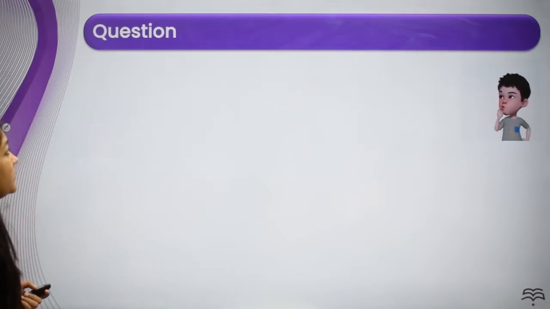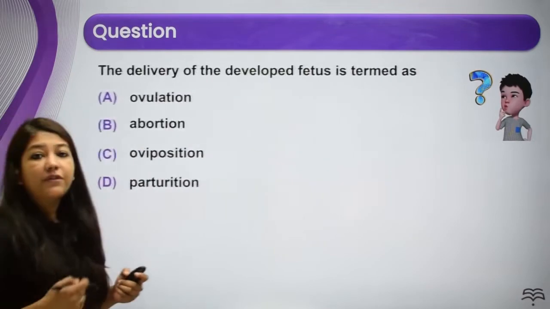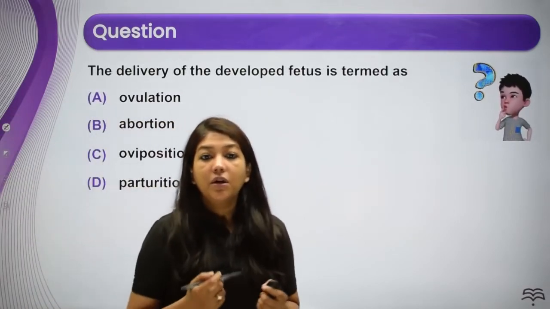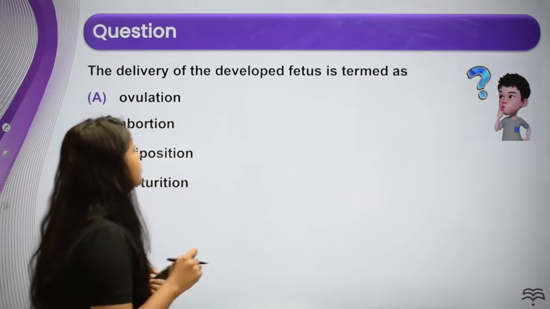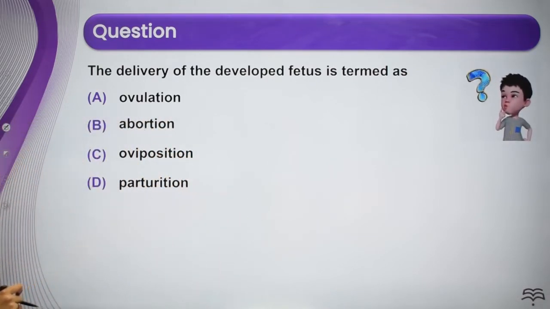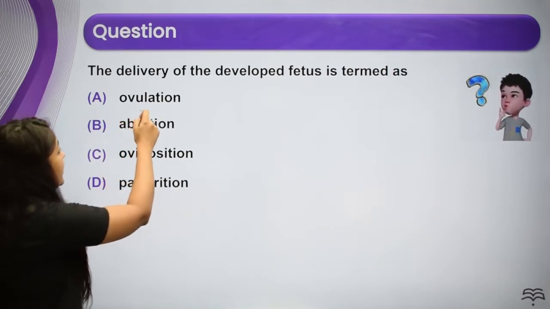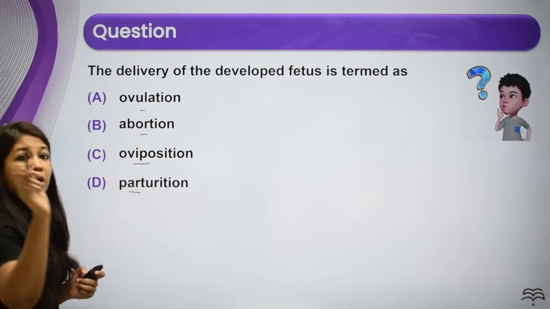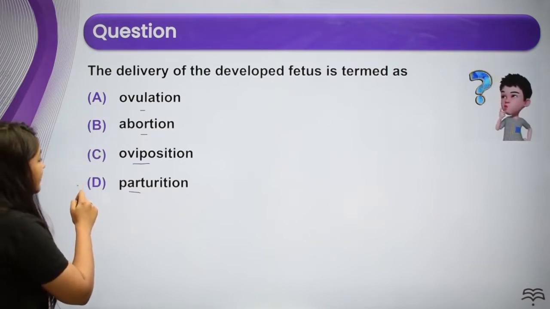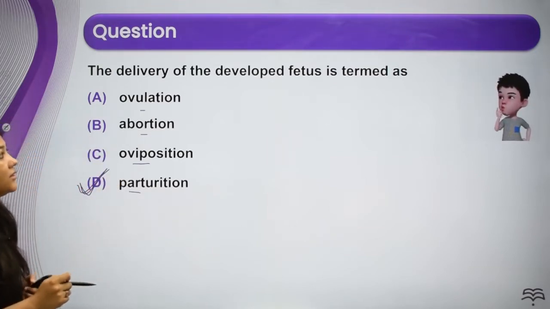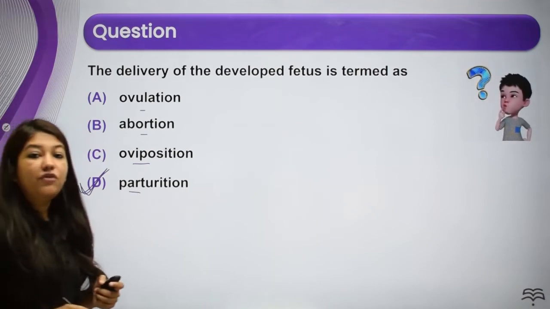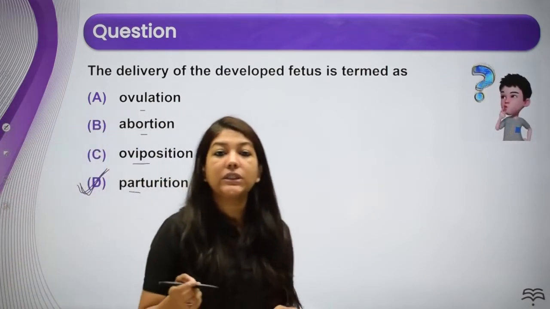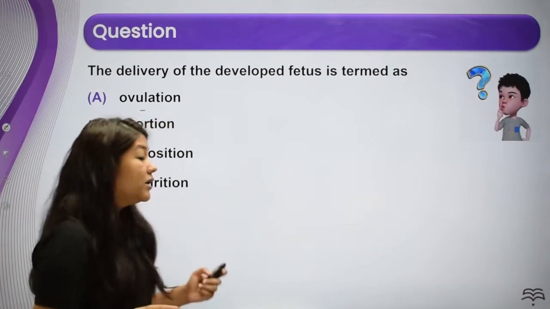Now it is question time. So whatever we have seen in this particular lecture, उस पे based हम लोग कुछ questions करेंगे. So the first question is, delivery of the developed fetus is termed as. अभी हम लोगों ने देखा था, right? देखो options क्या है? Ovulation है, abortion है, oviposition है, parturition है. अभी in the last slide only we had seen the definition of parturition, right? So what the answer is going to be? Parturition. The delivery of the developed fetus is termed as parturition.